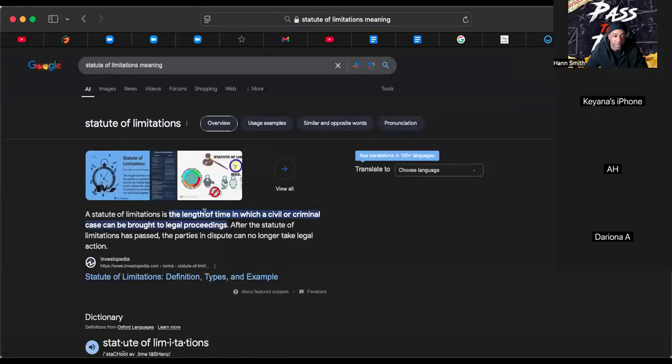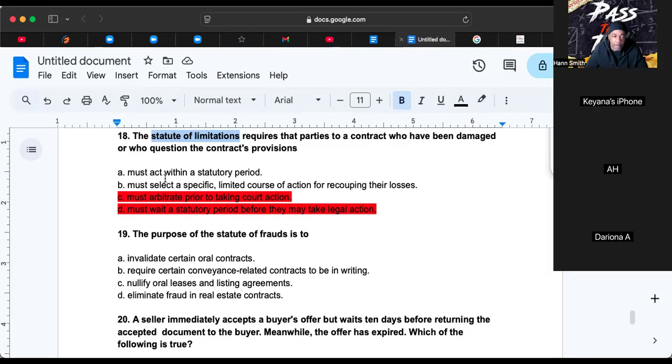Statute of limitations is a limited time in which a civil or criminal case can be brought to legal proceedings. All right. So in this question, going back, it says the statute of limitations requires that parties to a contract who have been damaged or who question the contract provisions must act within the statutory period. All right. So we're going to go with that one. That's okay.